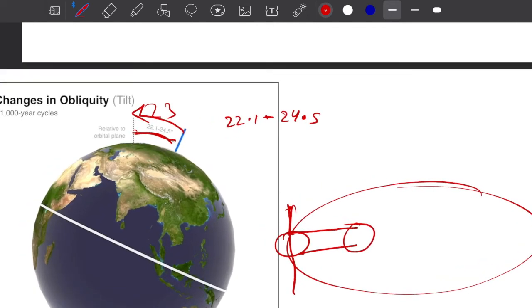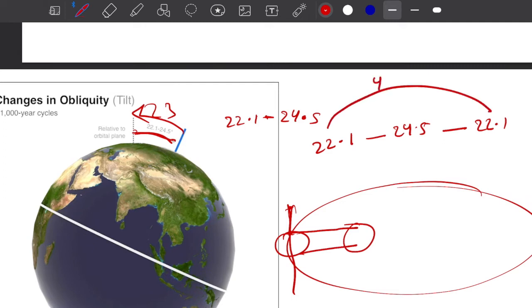Now the timing between this 22.1 to 24.5 and again 22.1. So this is the cycle, and this cycle will take 41,000 years to go from this to again this. Always remember, it's not this to this. 41,000 years is the cycle from 22.1 to again 22.1. Is this clear?